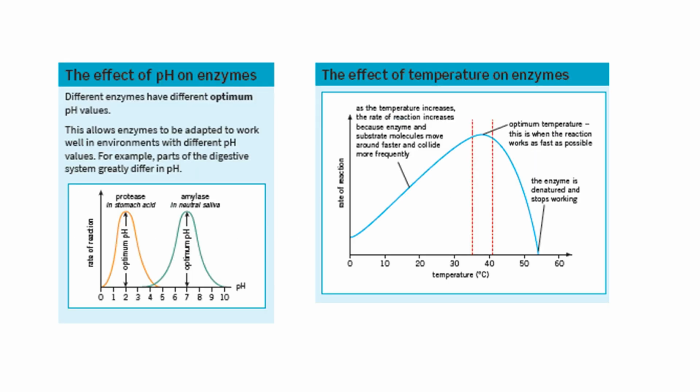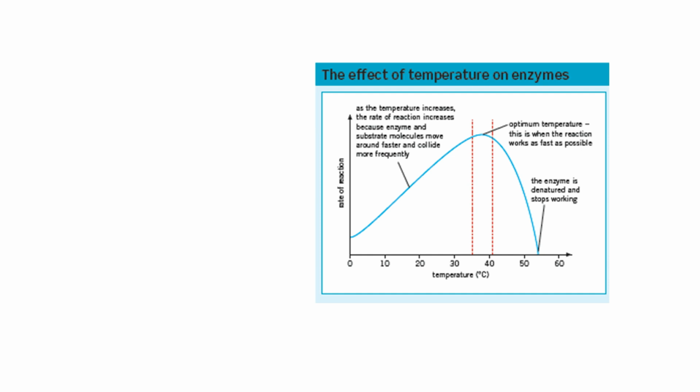You'll also need to know about the effects of pH and the effects of temperature on enzymes. So if we look at the effect of temperature first, you can see that at low temperatures enzymes work quite slowly, so the rate of reaction is quite low, and as it increases, the rate of reaction increases because you're getting more kinetic energy that's moving the molecules around faster, and therefore the substrate and enzyme collide with each other more frequently.